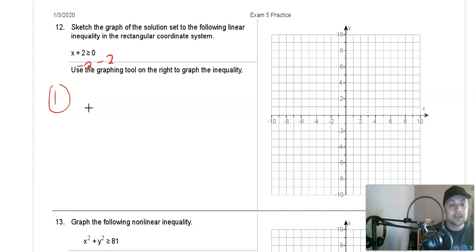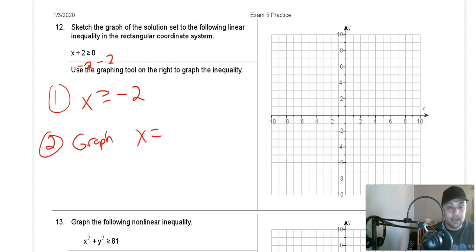I'll solve for x by subtracting the 2 to the other side, so I get x is greater than or equal to negative 2. Step 2, graph this as if it were an equation, so I'm going to graph x equals negative 2. When it's just x and there's no y variable, this graph will be a vertical line. If you have the other version of this problem and you only have y as your variable, and there's no x, then you will get a horizontal line. So that's going to be the big difference. If there's just x, it's a vertical line. If it's just y, it's a horizontal line.